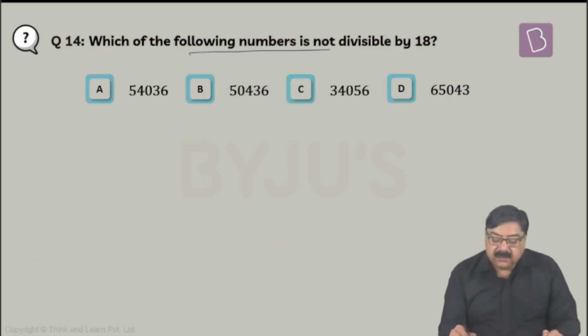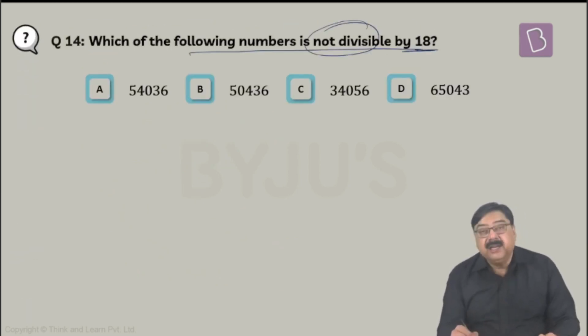Now, which of the following numbers is not divisible by 18? So what will you do? You'll check for the number to be divisible by both 2 and 9. So add up these digits. Don't do that. First thing is, 18 is an even number, and a number which is divisible by 18 has to be an even number.